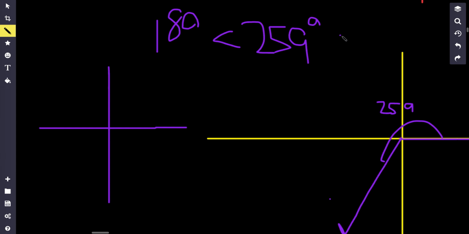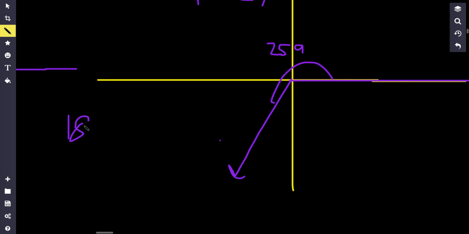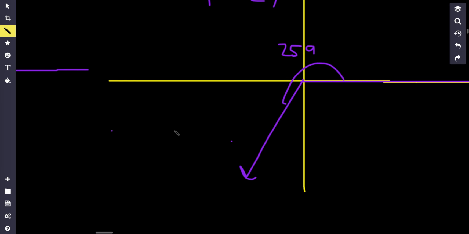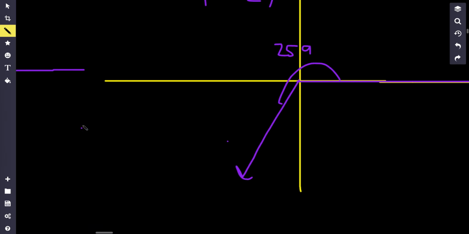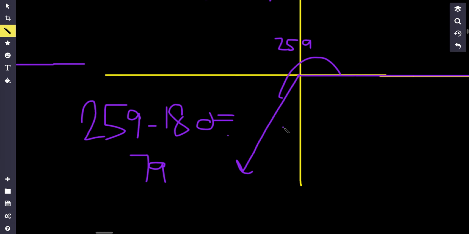I know that my angle right over here is less than 270. 270 represents this angle right over here. But because 259 is less than 270, it's going to land here. Now what I do is I take this angle and all I have to do is subtract 180 from it. So this is actually equal to 79, I believe.